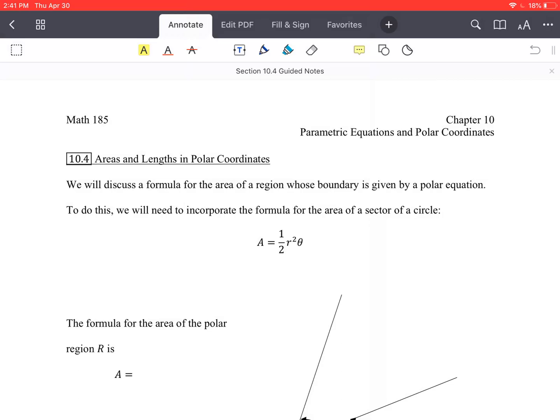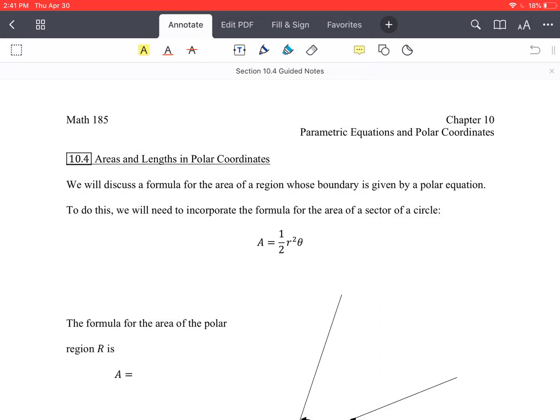Hi everybody, so we're going to get started into section 10.4 here, areas and lengths in polar coordinates. We talked about polar coordinates last time in 10.3. I promise this section is not nearly as long as that one was. I know that's a lot of information to take in about a brand new coordinate system, but this one we're just going to look at a couple formulas, do a couple examples, and that's pretty much going to be it. So let's go ahead and start into this.